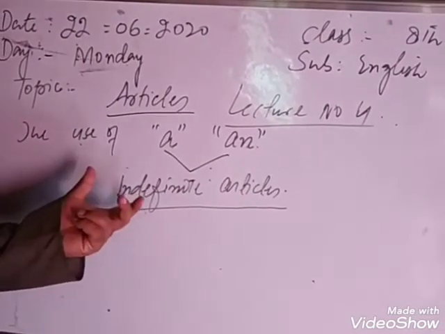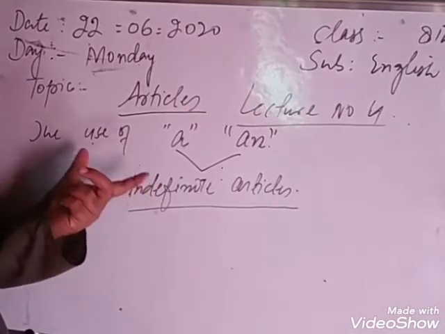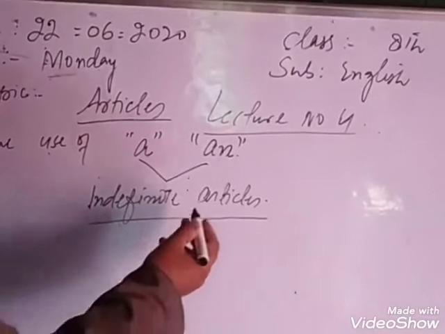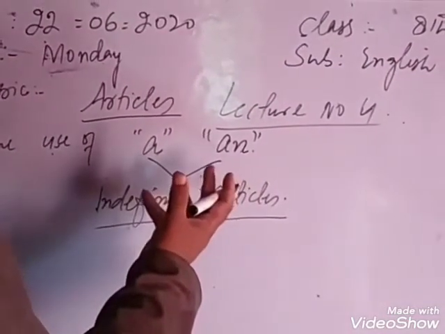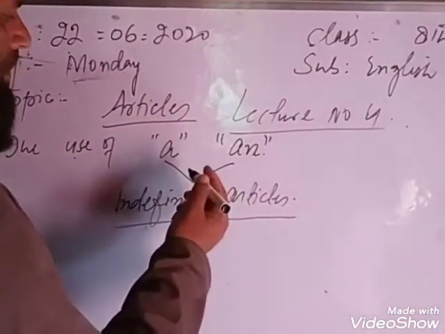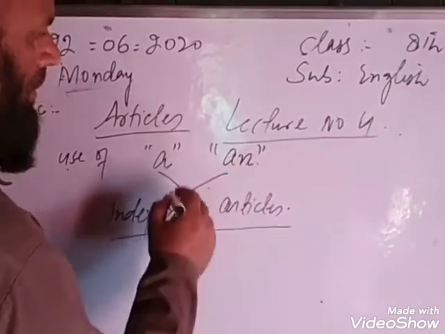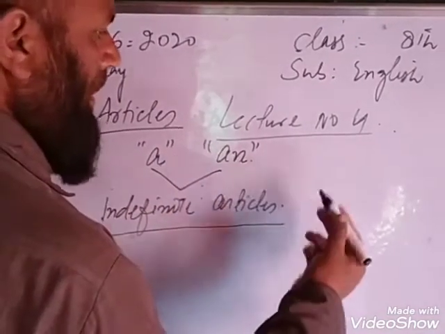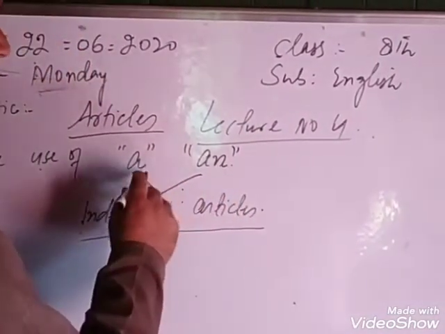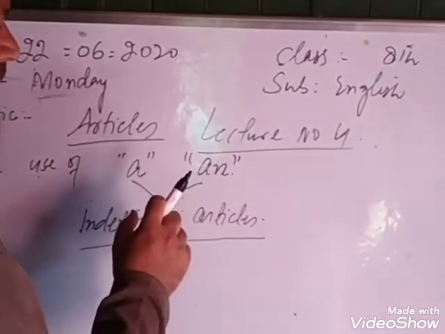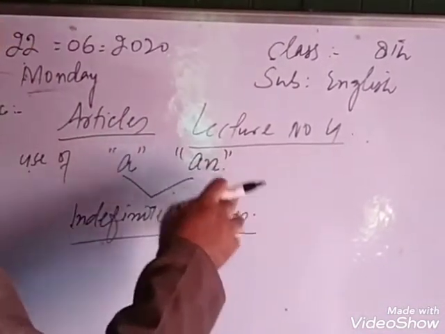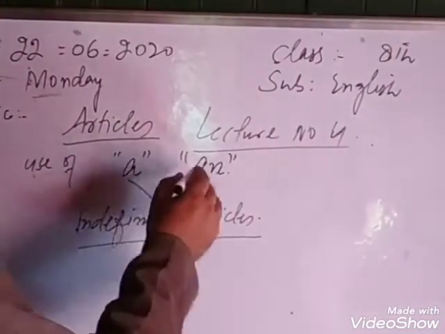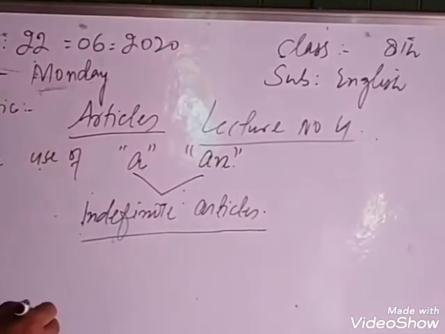First of all, we should know where we should use a and an. You know that we use them before nouns. We use them before a noun, the person or place or thing we don't know earlier, or we don't have any introduction of before. Before that noun we use a and an. It is one use.